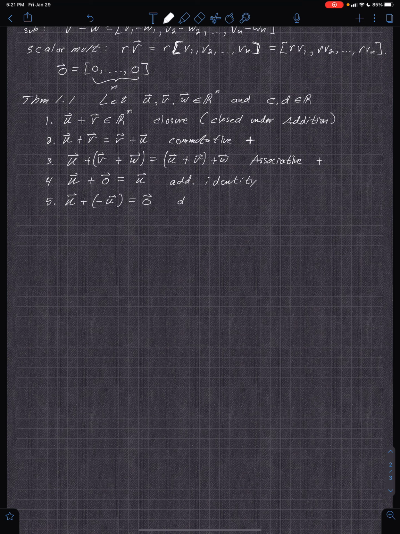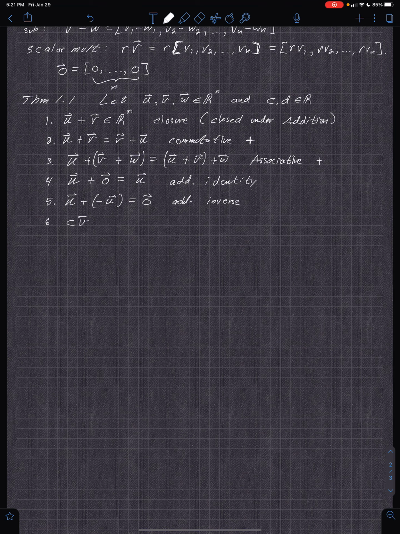And that's called an additive inverse. All of this is really analogous to real numbers. All these properties you would have seen as real number properties, it's just now they're vectors. So this basically means that there's an opposite that you get to add to anything, and you can get the zero vector. Okay, so 6 is closure under scalar multiple.